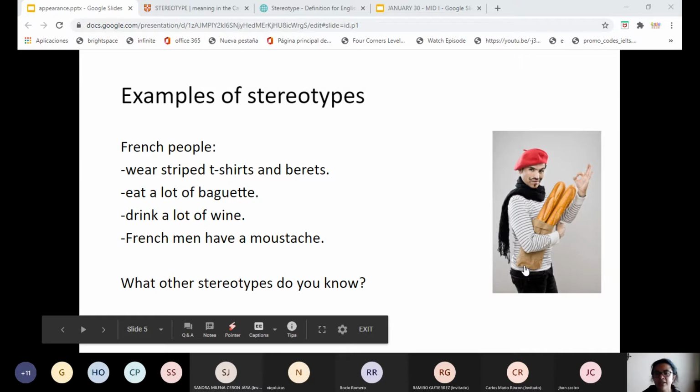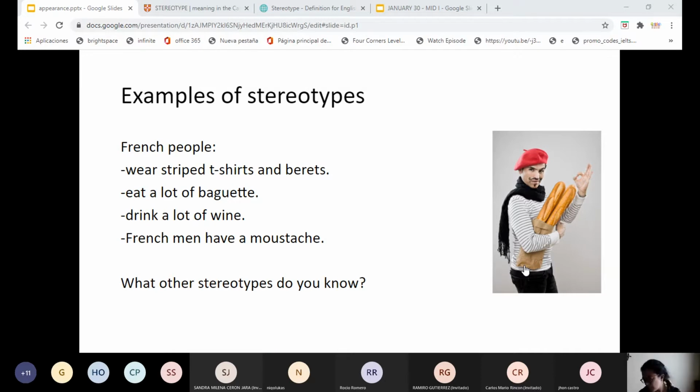For example, Sandrita Hernandez, what other stereotypes do you know? Are you familiar with other stereotypes? Sandra Hernandez? No? Okay, Carlos Mario was going to say something. Go on, Carlos. What were you going to say? I don't remember the cheese. Okay. The cheese is very hard, very strong? Yes, very strong. You mean in France, right? Yes. Okay. All right. I remember the Pink Panther. The inspector is French.